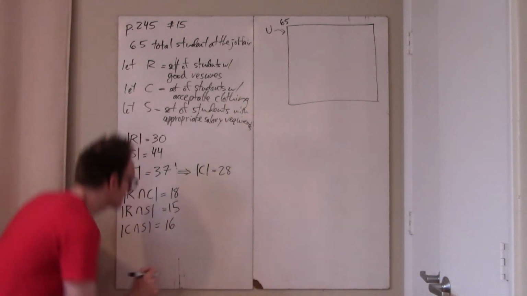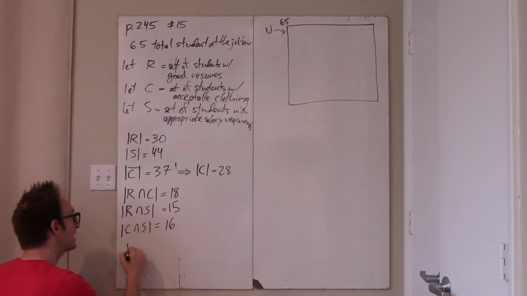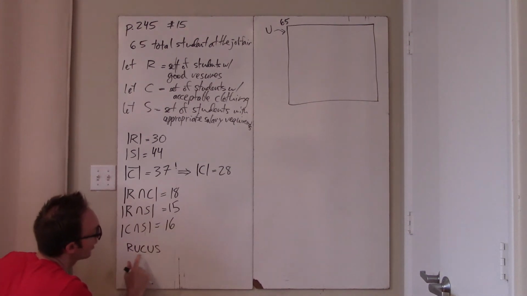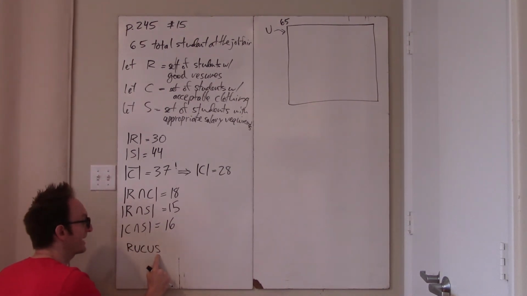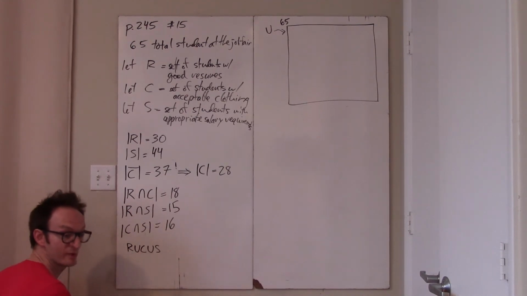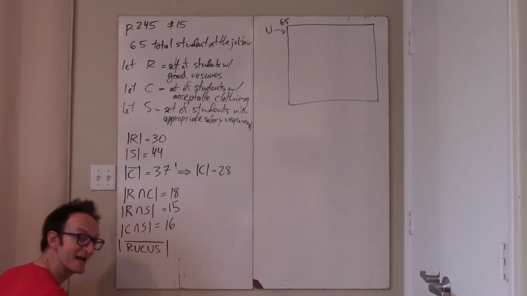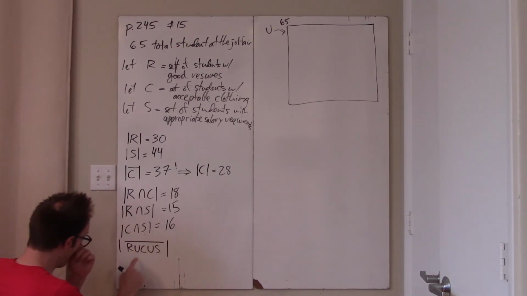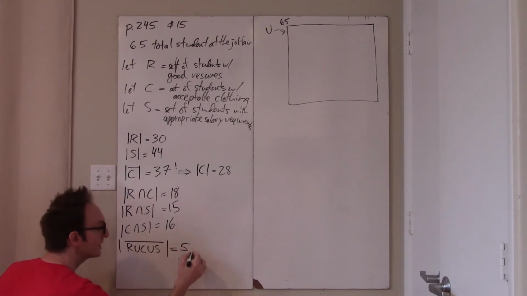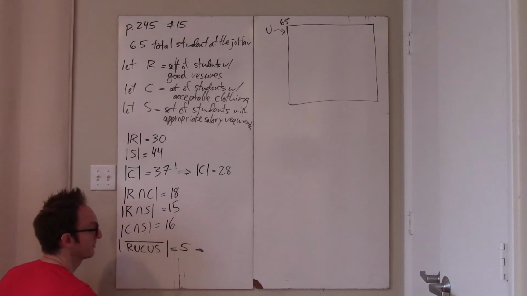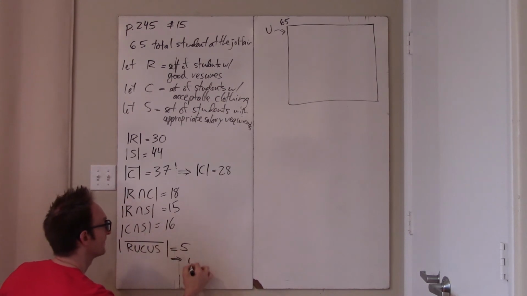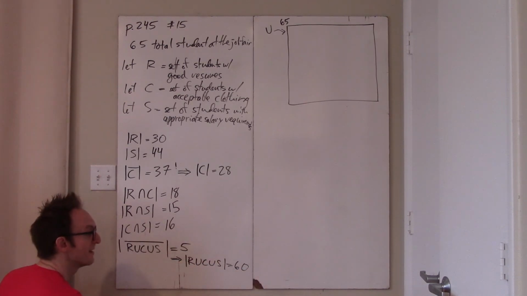So perhaps the best way to translate this from the problem is that if you take R union C union S, what should that mean? That's anyone who had a good resume or had good clothing or had a good salary, all together. So they met any one of those 3 requirements or more, and you take the complement of that, then these are all the people who didn't meet any of those requirements. And there were 5 of you. Which is to say that the size of R union C union S is in fact 60. So 60 of the 65 met at least one requirement.